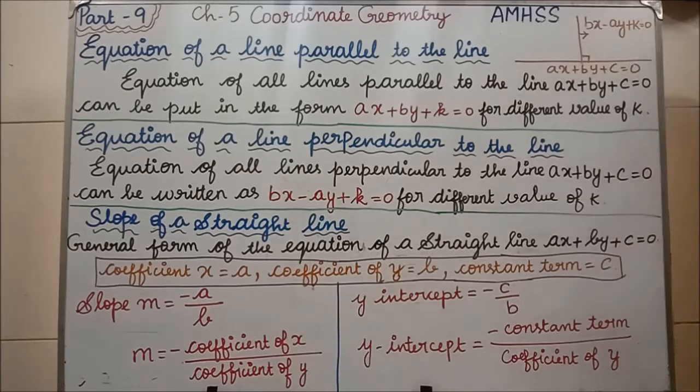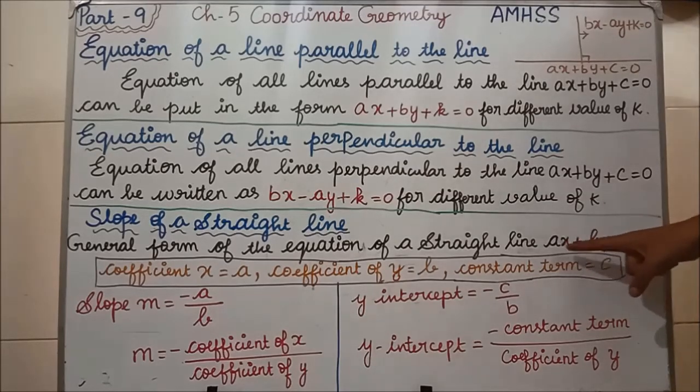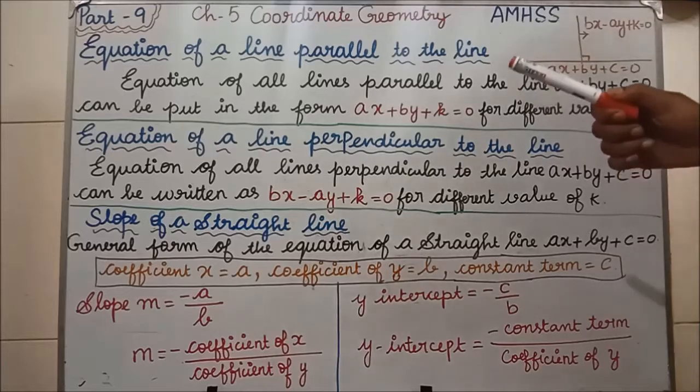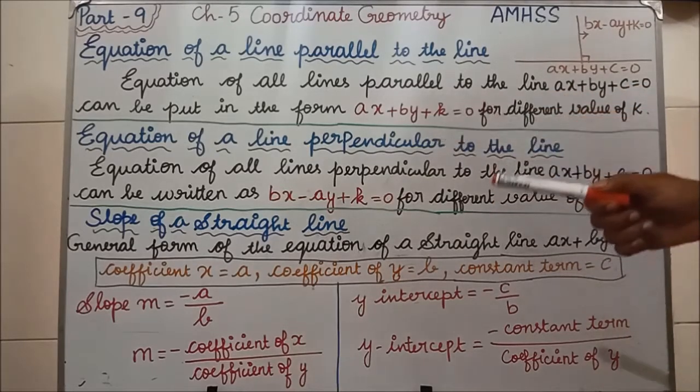Next concept we are going to learn is slope of a straight line. Here they have given you a straight line. See, this is a straight line formula: ax + by + c = 0. In this format, if they are giving one equation and asking you to find the slope, how you have to find it is: slope m = -a/b.